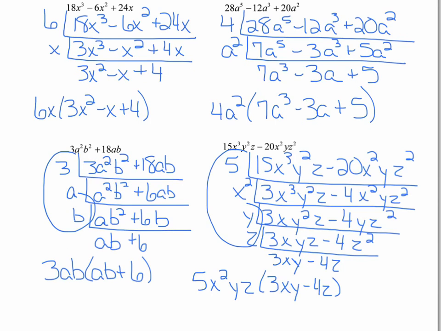Okay, for this one, I get 5x squared yz times 3xy minus 4z. Notice I have to stop. I stop here because nothing else is common to both terms. I have a z, but it's not in both terms. I have an x, it's only in this term. I have a y, it's only in this term. You cannot factor something to the side unless it's common to every term.